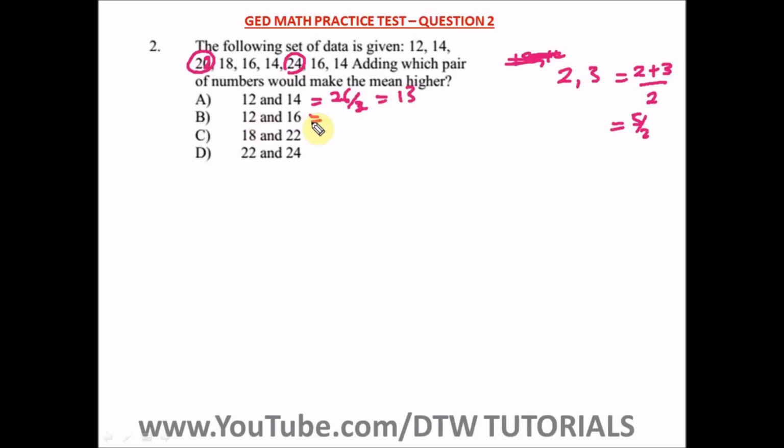13. All right, and this is 12 plus 16. What would this give us? This will give us 28, and 28 divided by 2 will give us what? 14.